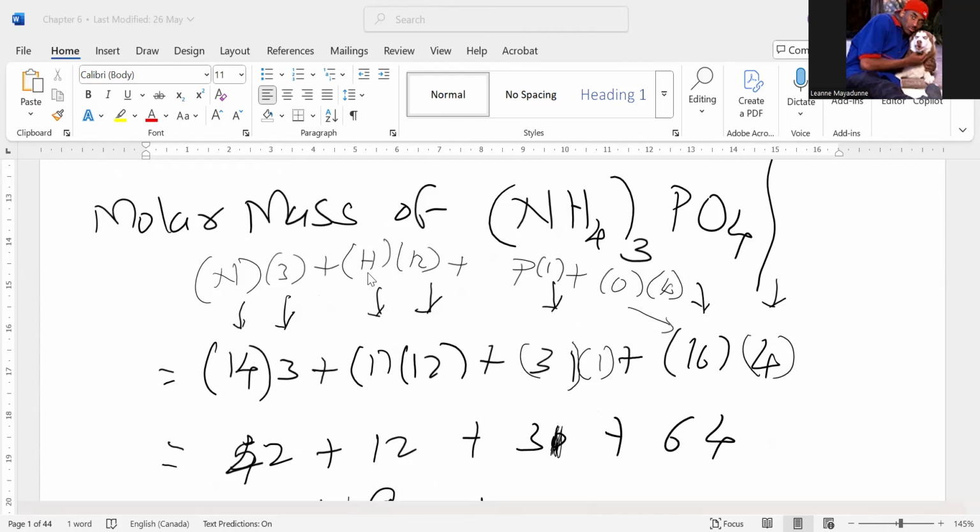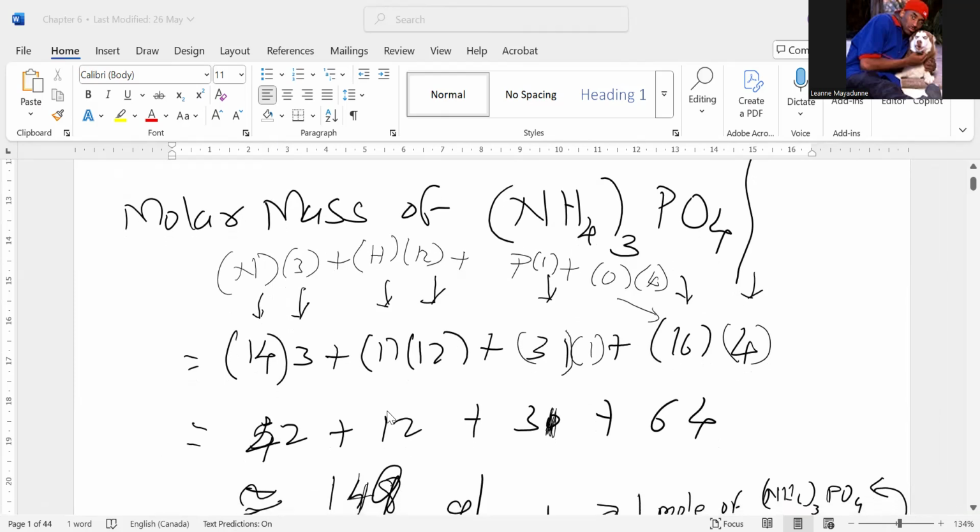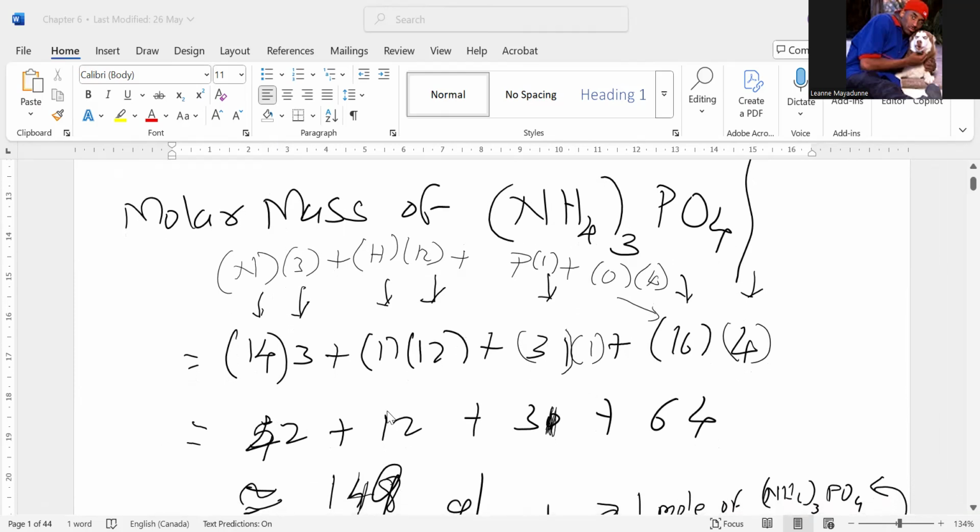Nitrogen is 14, hydrogen is 1. I've rounded it to the whole number. Phosphorus is 31, oxygen is 16. We do the multiplication, and then we add everything. What we get is the molar mass of ammonium phosphate.